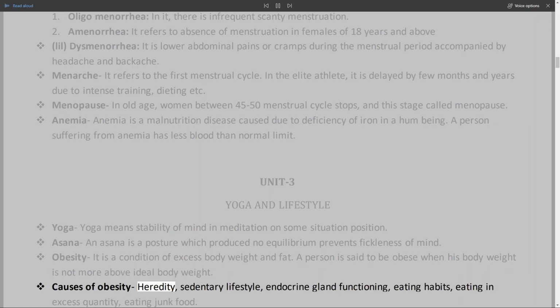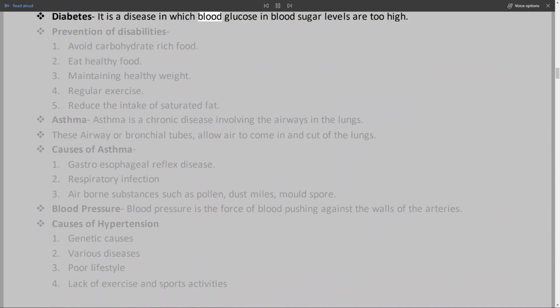Causes of obesity: heredity, sedentary lifestyle, endocrine gland functioning, eating habits, eating in excess quantity, eating junk food. Diabetes. It is a disease in which blood glucose and blood sugar levels are too high. Prevention: 1. Avoid carbohydrate-rich food. 2. Eat healthy food. 3. Maintain a healthy weight. 4. Regular exercise. 5. Reduce the intake of saturated fat.